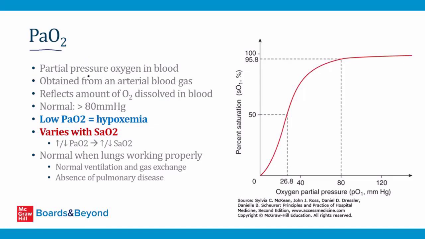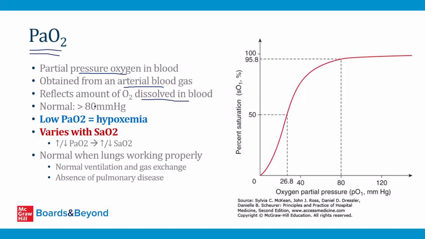So PaO2 refers to the partial pressure of oxygen in blood. It's obtained from an arterial blood gas test. This means a sample of blood is withdrawn from an artery, usually in the arm, and it's sent to the lab for an analysis of how much gas is carried in that blood sample. And it reflects the amount of oxygen dissolved in the blood. So the more oxygen dissolved in the blood, the more the PaO2 will be when you send a sample of blood to the lab for an arterial blood gas analysis.